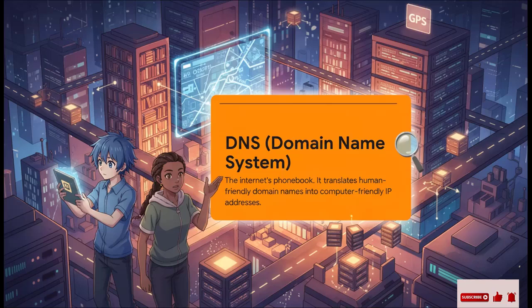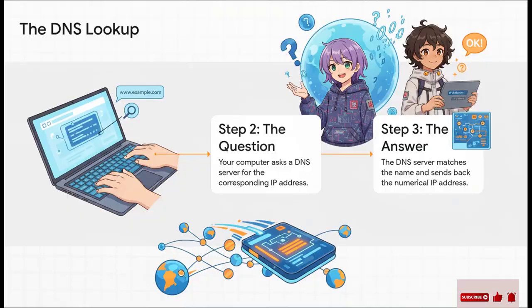It's literally the internet's phone book. Its entire job is to translate that human-friendly name into the precise numerical IP address your computer needs to find its destination. It's really just a quick little conversation. Your computer asks a DNS server, "Hey, what's the IP for this name?" and the server sends back the numbers. Now this lookup happens so incredibly fast you'd never even notice it. But without it, your request would be like a letter with no address on the envelope. It would have literally nowhere to go.